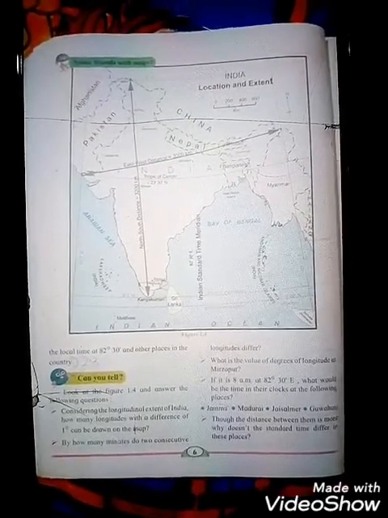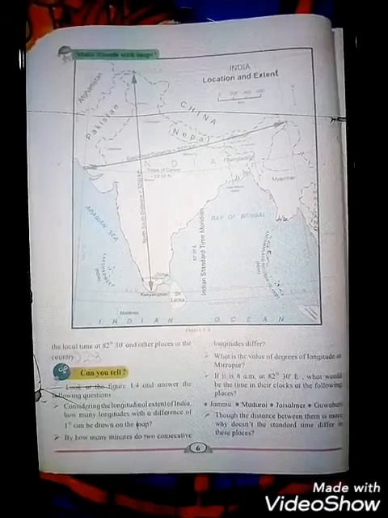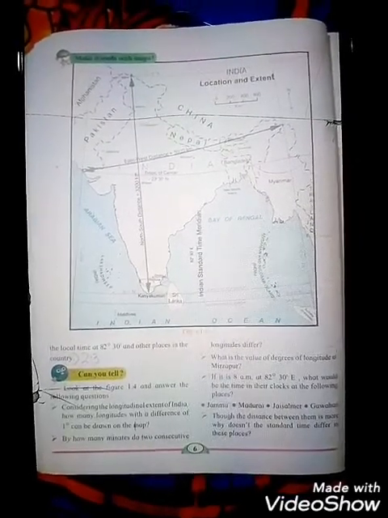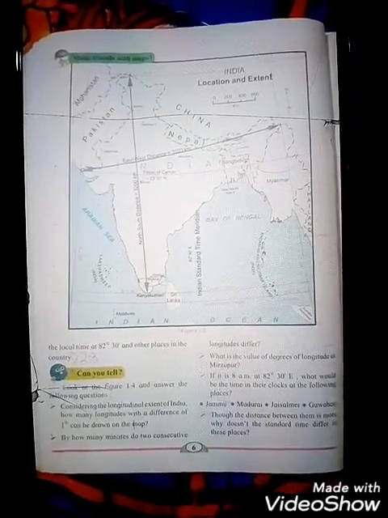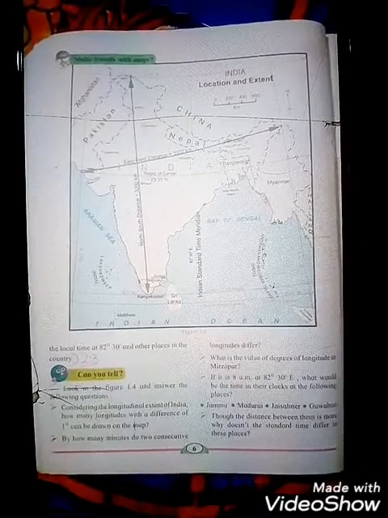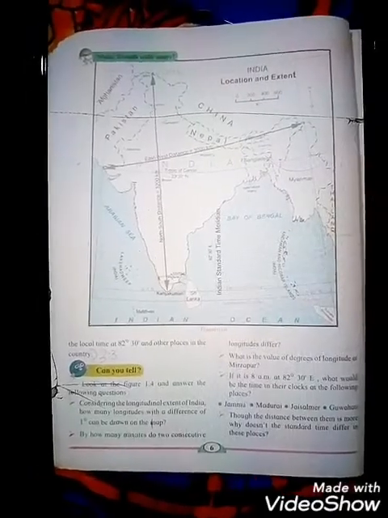See the map also, the location extent of the India map is given here, and you can see in your textbook also. The 82 degree 30 Indian Standard Time meridian is shown here. Afterwards, see that the north south distance is also given here, and the east west distance also. Observe the map, and according to that map these questions are given that I will solve for you.